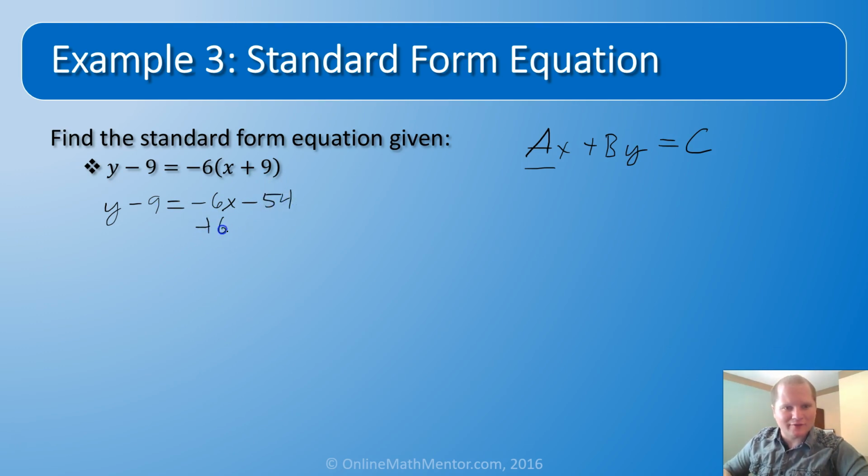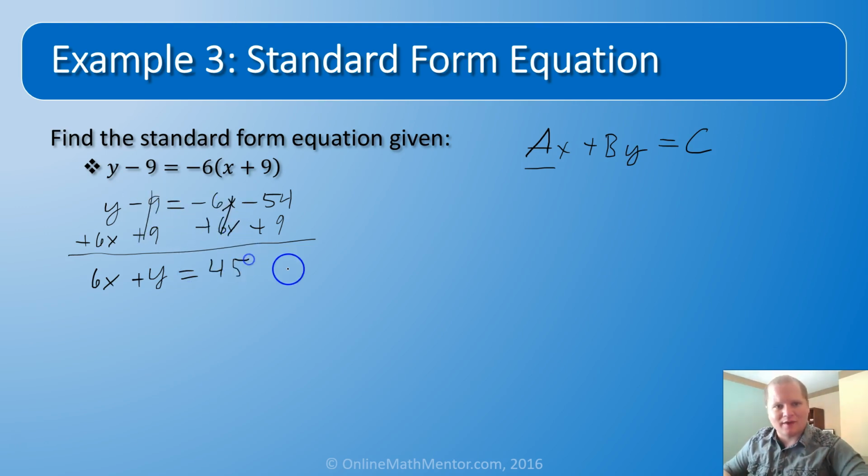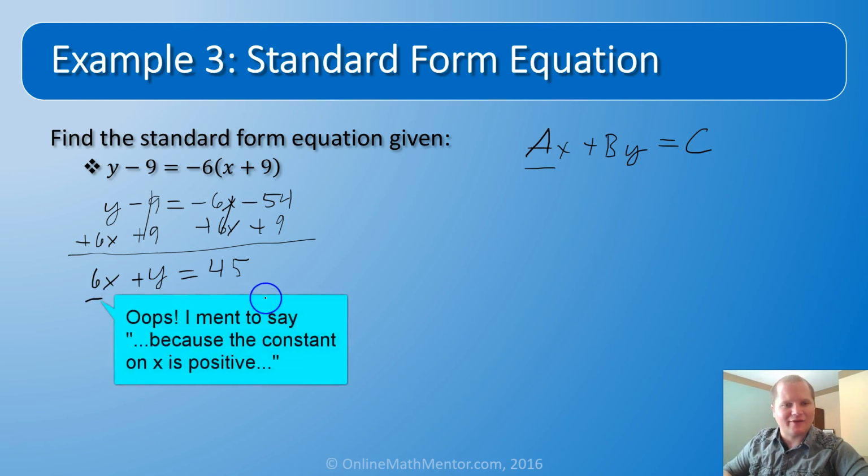Move the x to the left, plus 6x, and move the constant to the right. And we are left with 6x plus y is equal to 45. And because this does not have any fractions and the coefficient on x is positive, this is our answer.